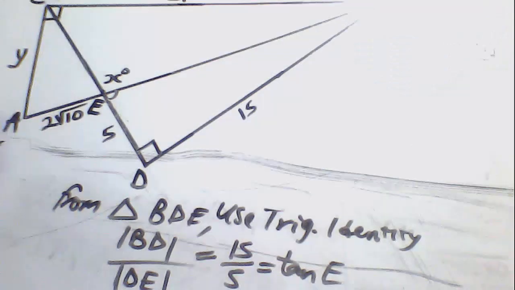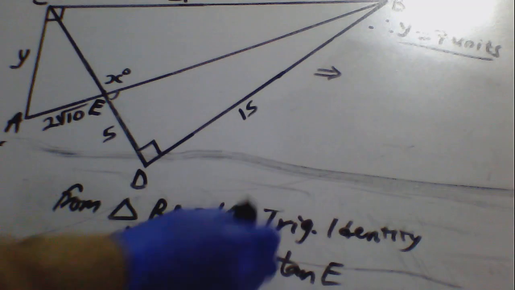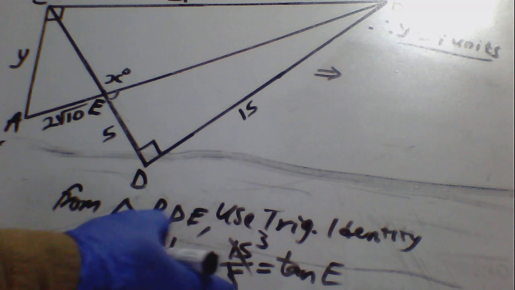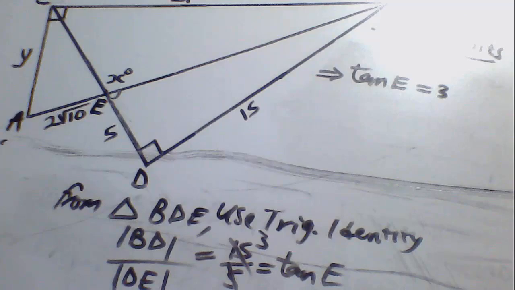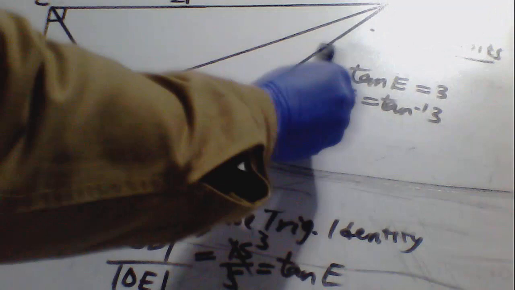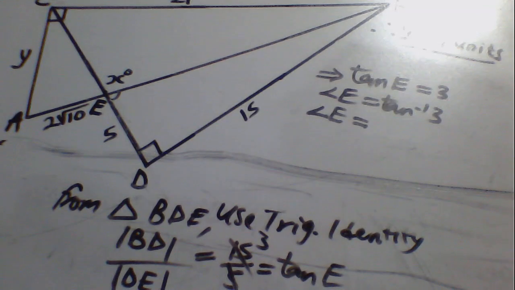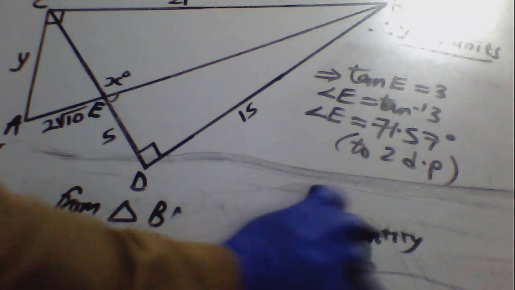Now we can find the angle of tan E. In that case, you can simplify this immediately to give us 3. 5 divided by itself is 1. 15 divided by 5 will give us 3. This implies tan E is equal to 3. So find the arctan on both sides of the equation. You have that angle E is equal to tan inverse of 3, and that gives us 71.57 to 2 decimal places.